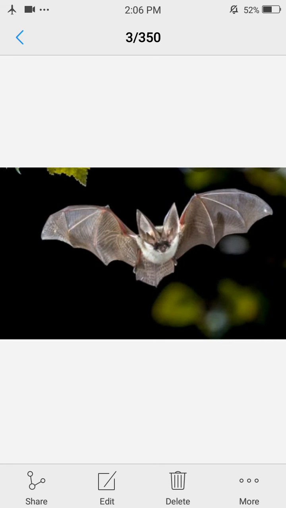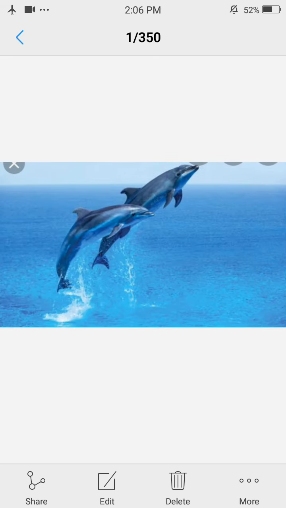This is a bat, this is a zebra, and these are dolphins. So that's all about the classes of vertebrates.